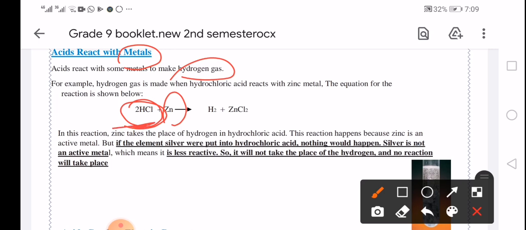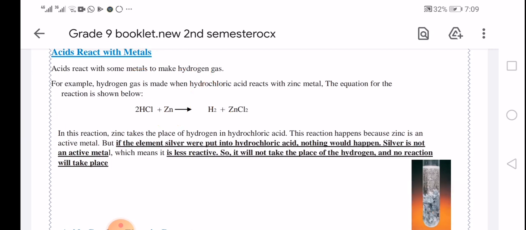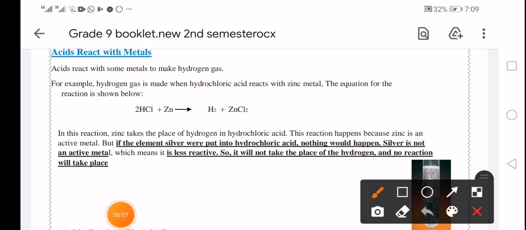When acids react with zinc, which is a metal, they release hydrogen gas as a vapor like this, plus zinc chloride. So when an acid reacts with a metal, what happens? It releases gas. This gas is hydrogen gas. In this reaction, zinc takes the place of hydrogen.